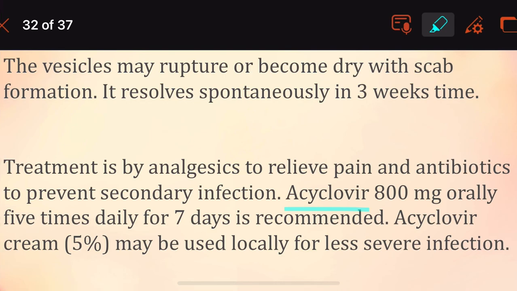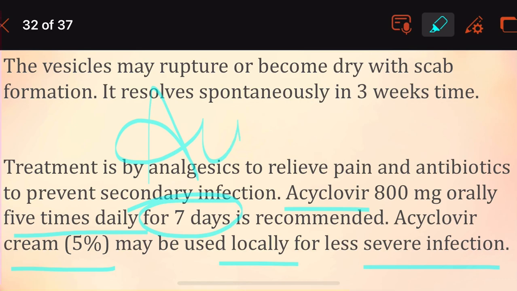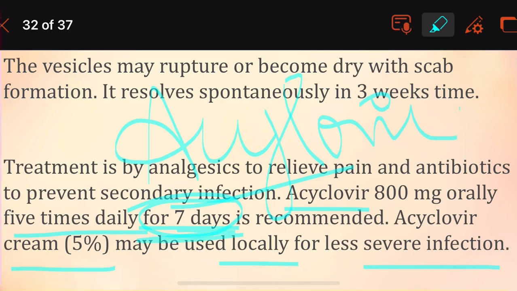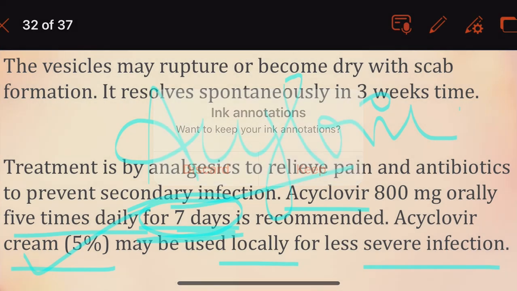Acyclovir 800 mg orally 5 times daily for around 7 days is recommended. Acyclovir cream is also used locally for the less severe infection. So in herpes zoster, you have to remember acyclovir. When a patient comes with herpes zoster, you have to prescribe acyclovir orally 5 times daily for 7 days, and even the cream, which is 5%.